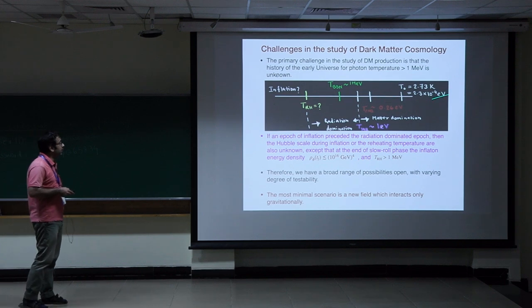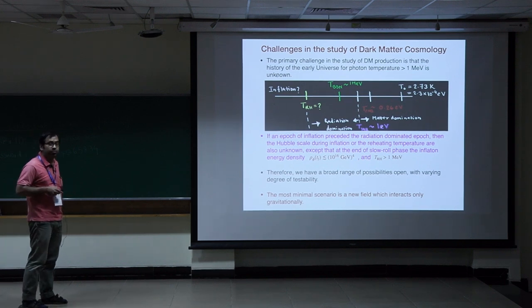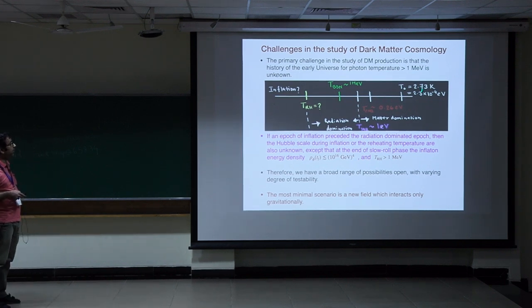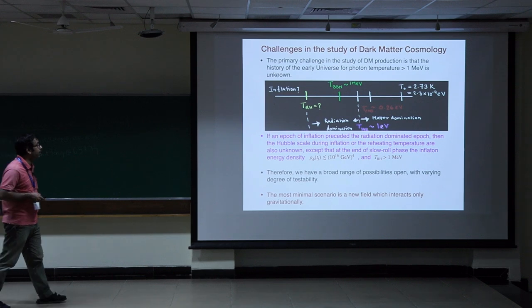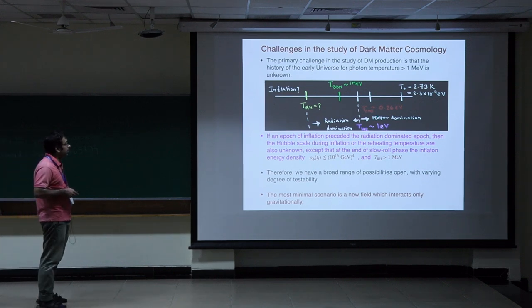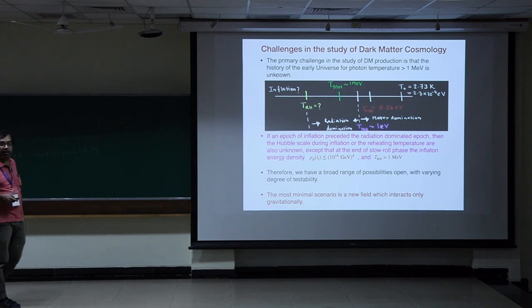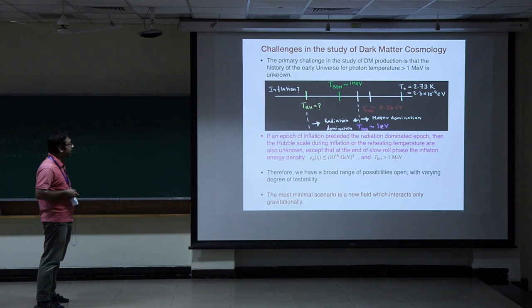This is the photon temperature line that most of us are familiar with. We are here, this is the CMB temperature today, 2.7 Kelvin, around 10 power minus 4 electron volts. The CMB photons were generated at around a temperature of 0.26 electron volts, where neutral hydrogen formed and the photons became free. And that is already in a matter-dominated era.